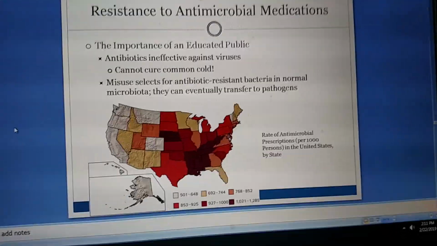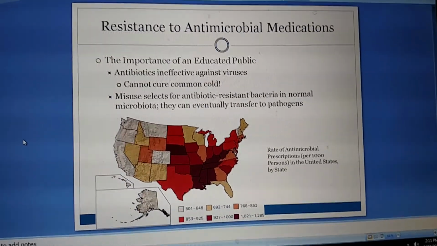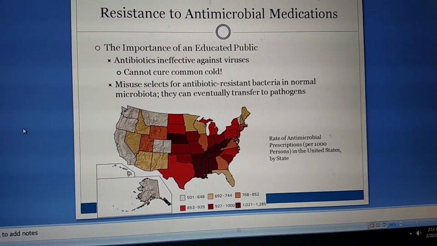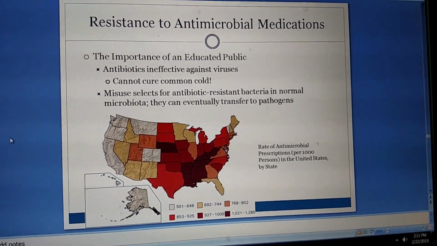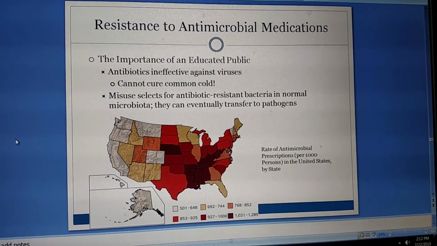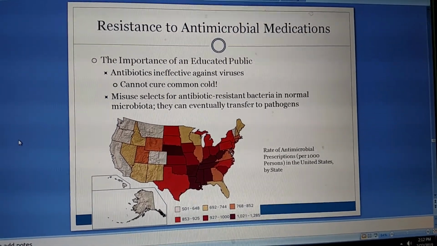You know, antibiotics, again, they're not effective against viruses. They can't do anything against cold and the flu. And it's misuse that is causing this rise of antibiotic resistance.